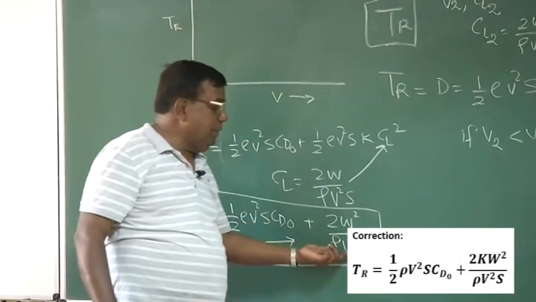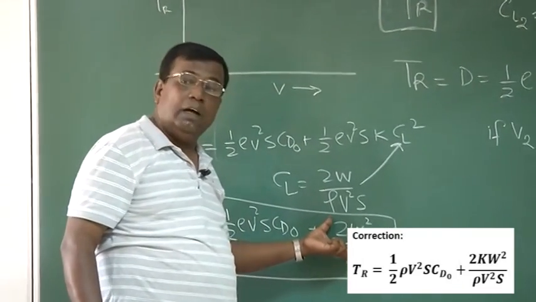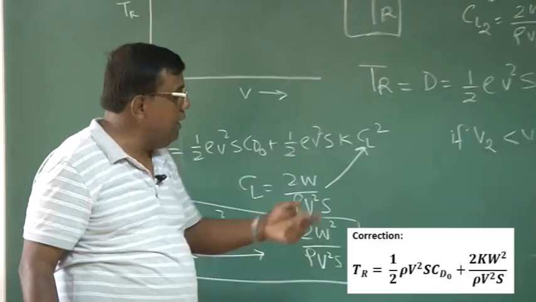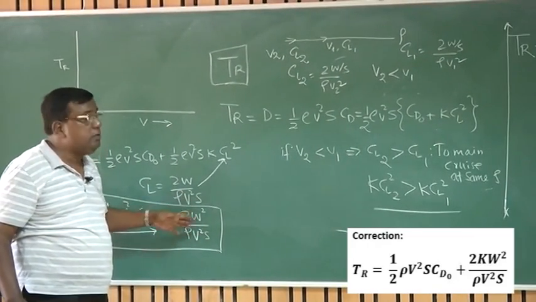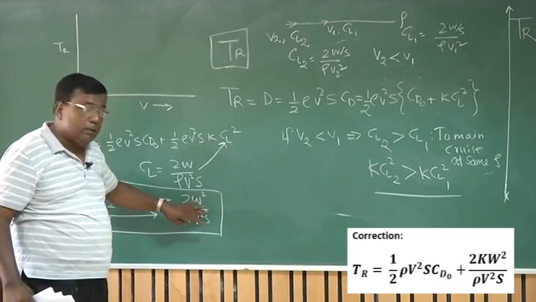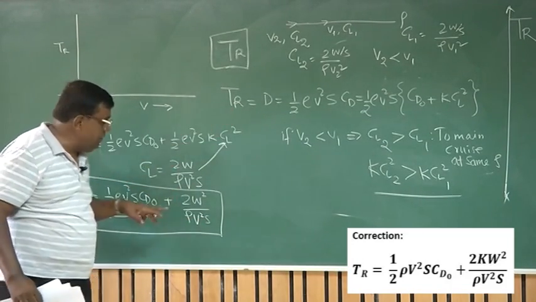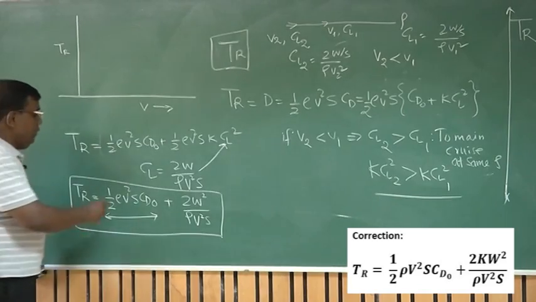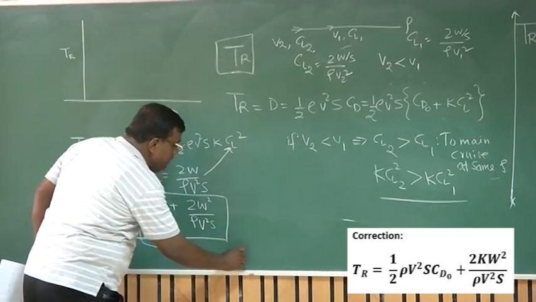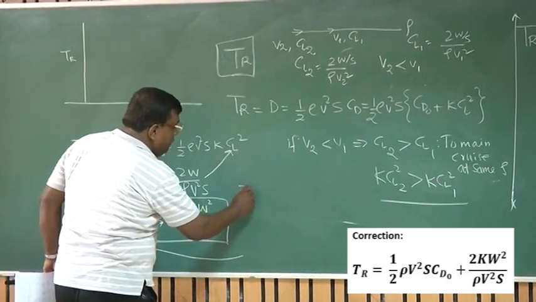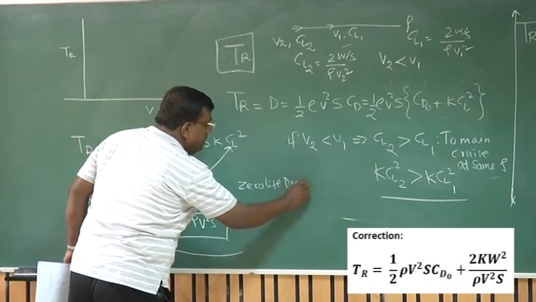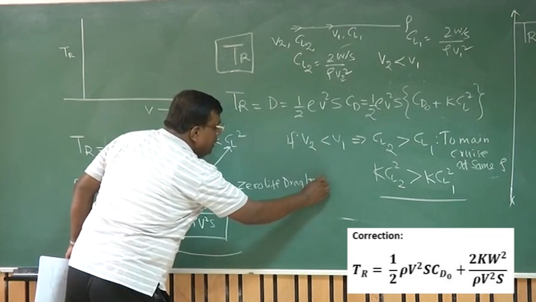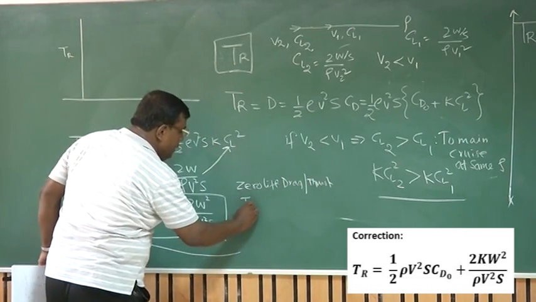However, the second term, as V is increased, this term goes down, which by physics you understand: as I am increasing the speed, this term, which is basically induced drag, will go on reducing. So it is consistent with whatever physical understanding we have, and we refer to the first term as zero lift drag or thrust, and the second one is induced drag.